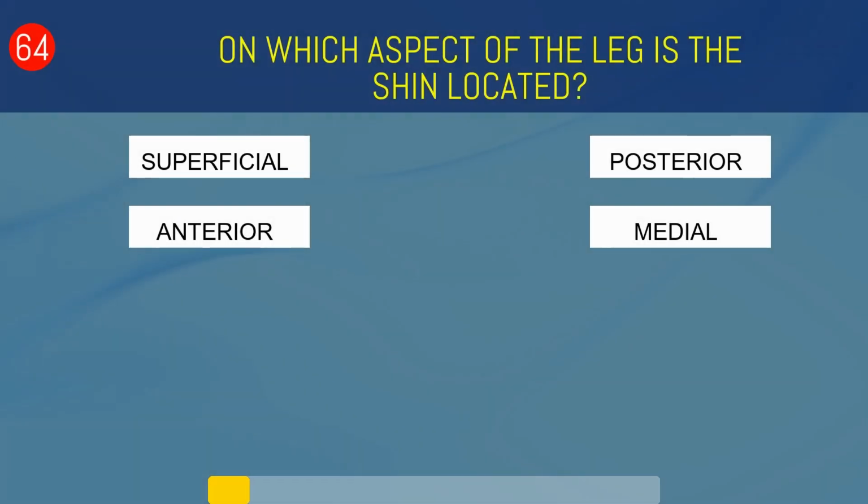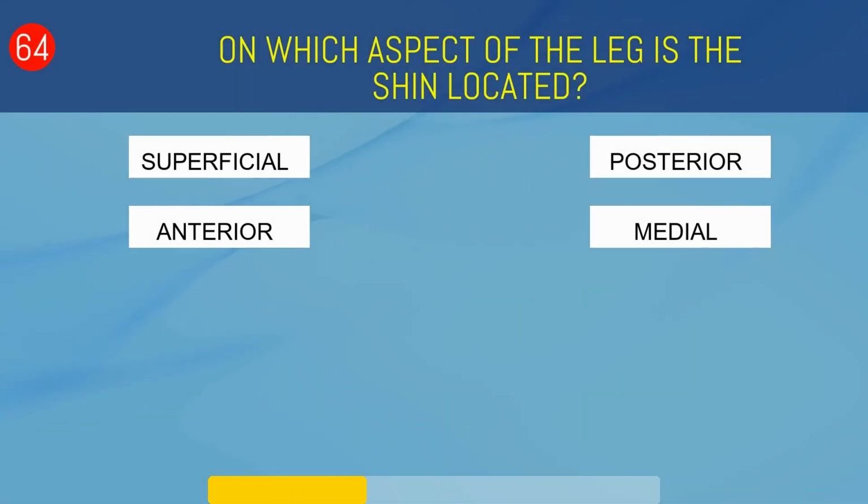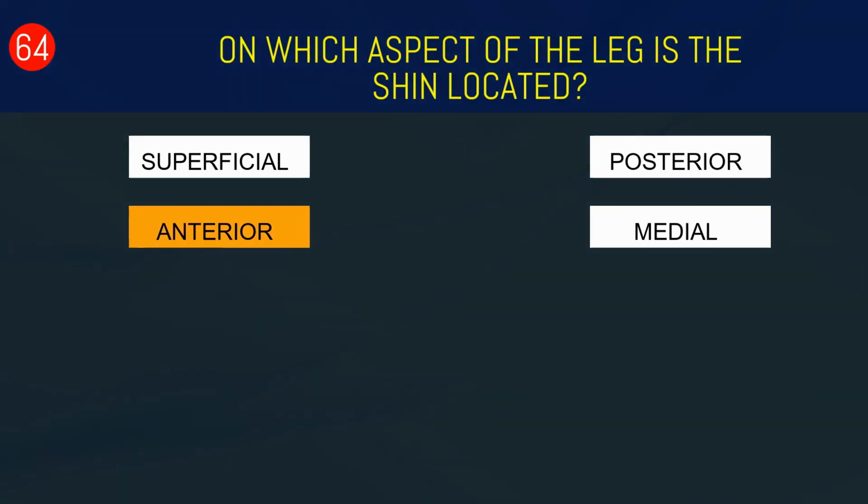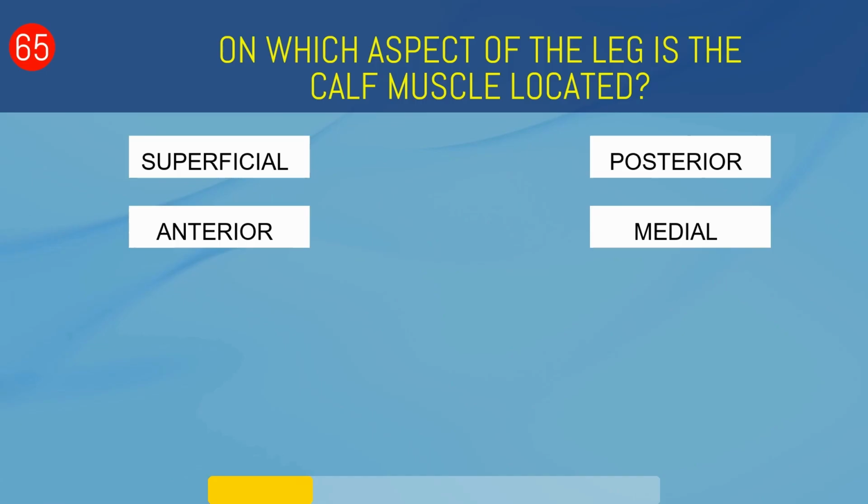Popliteal. On which aspect of the leg is the shin located? Superficial, anterior, posterior, or medial? Anterior. On which aspect of the leg is the calf muscle located? Superficial, anterior, posterior, or medial?